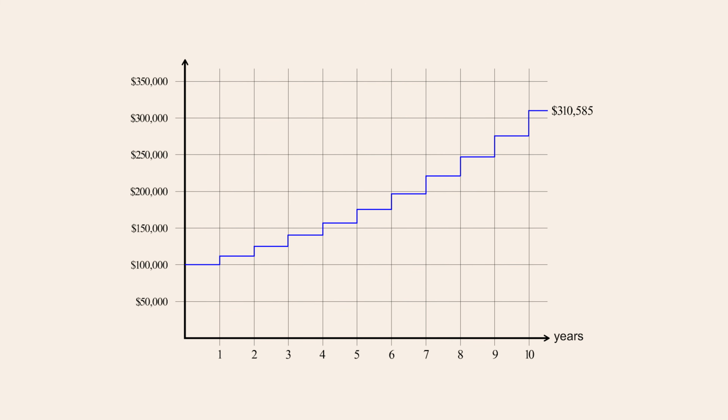Graphing the principal growth with quarterly compounding, we see that each quarter the principal also grows at an accelerating rate, ending with a larger principal of over $326,000. And graphing the growth with monthly compounding, each month the principal also grows at an accelerating rate, ending with a slightly larger principal of a little more than $330,000.